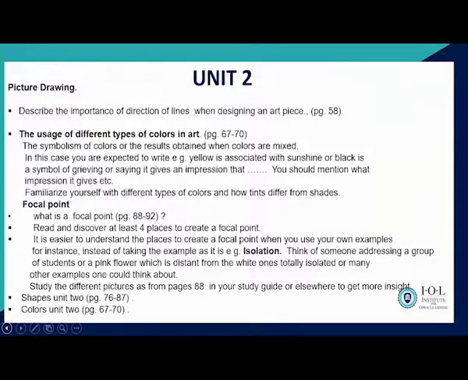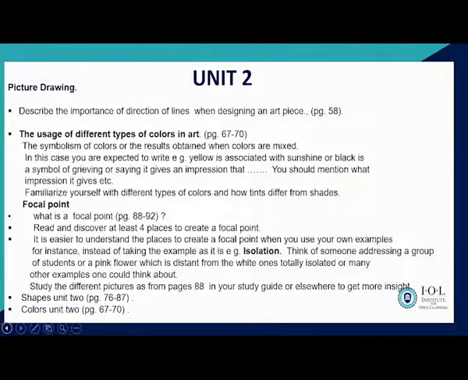What will you do here? The usage of different types of colors in art are discussed there. Page 67 until 70. What is there? The symbolism of colors or the results obtained when colors are mixed.